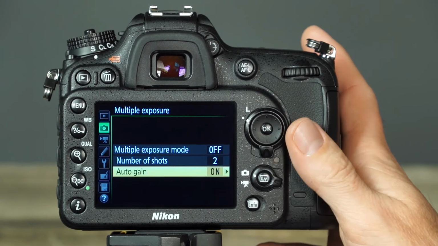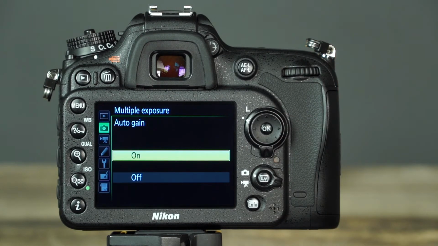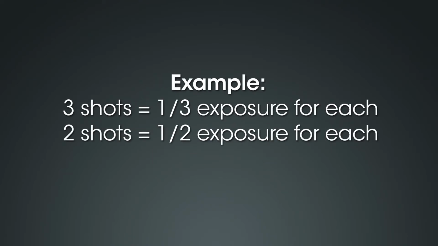The bottom menu item is the Auto Gain option. The gain determines how much adjustment to exposure the camera makes for each shot. If you want to have the exact same exposure value for each shot, Auto Gain should be set to On. When Auto Gain is set to On, the camera will use the exact same exposure value and automatically divide that exposure based on the number of shots. For instance, if the number of shots is set to 3, the exposure adjustment would be 1/3.